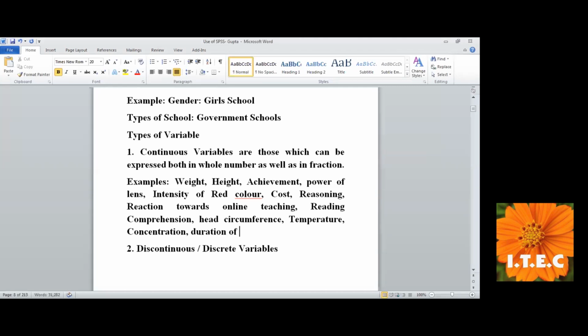Duration of duty, or duration of working hours, or you can say working hours. So like this.